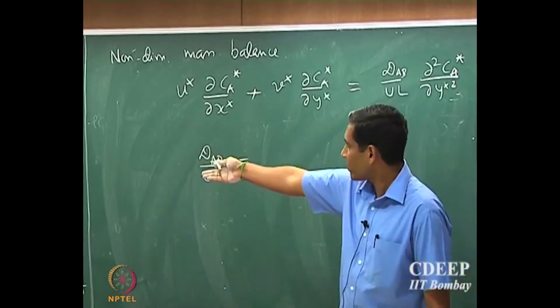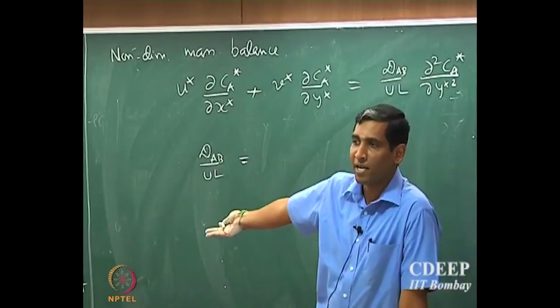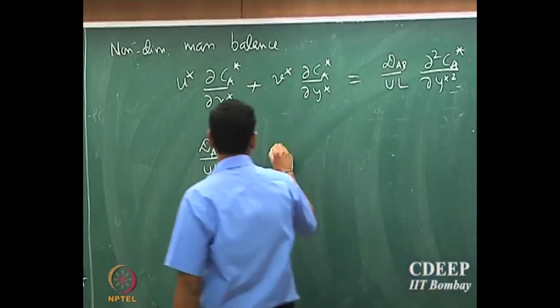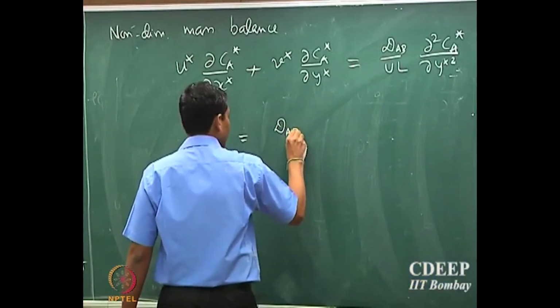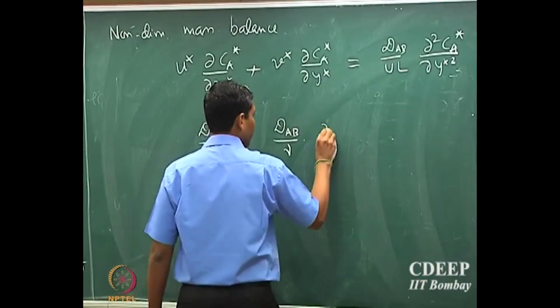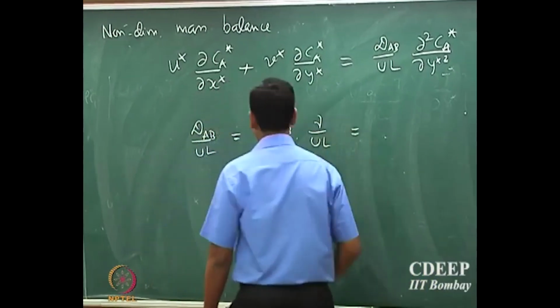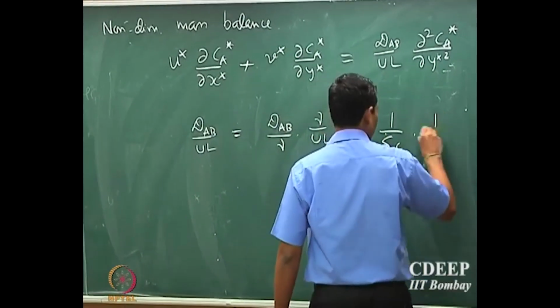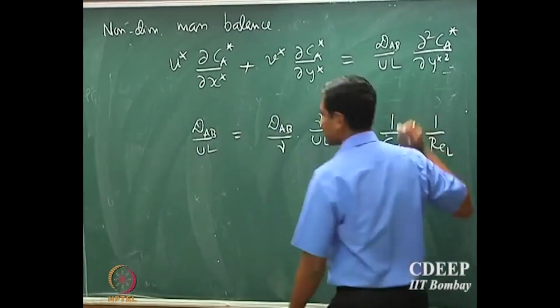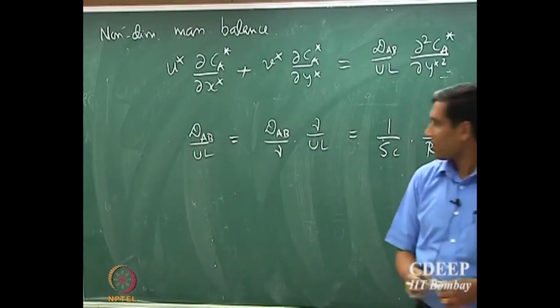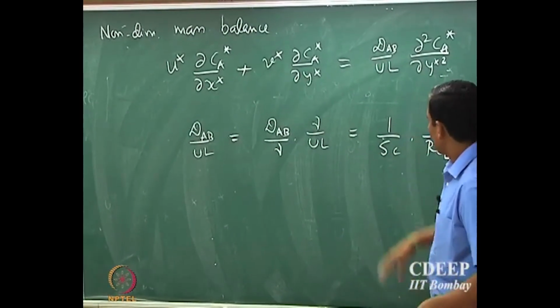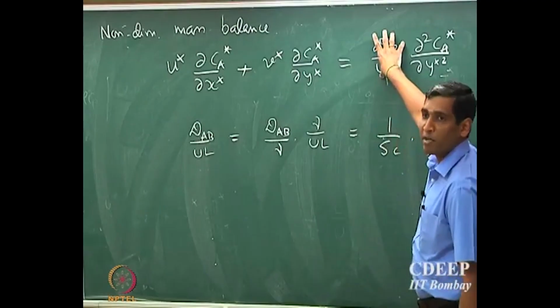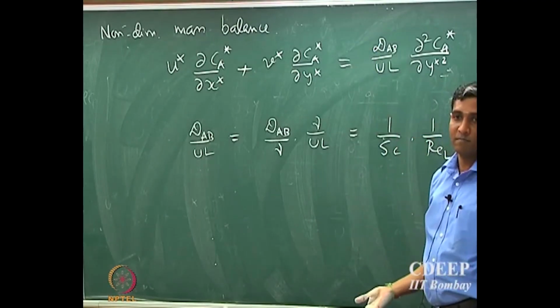So, very similar to what we did here, we multiply and divide by the kinematic viscosity. So, that will be D_AB divided by nu into nu by UL. So, that will be 1 by Schmidt number into 1 by Reynolds number. Okay. So, this term here is 1 by Schmidt number into 1 by Reynolds number.